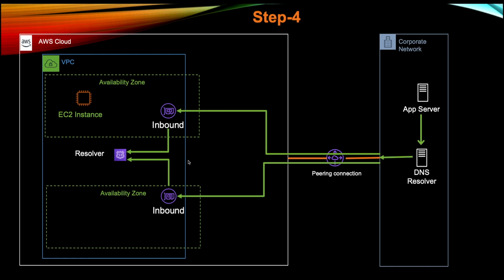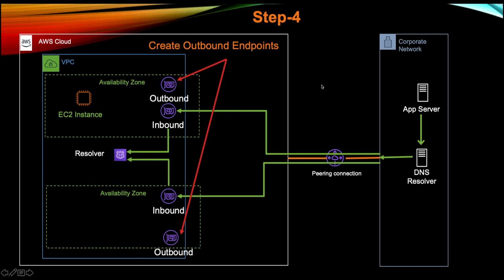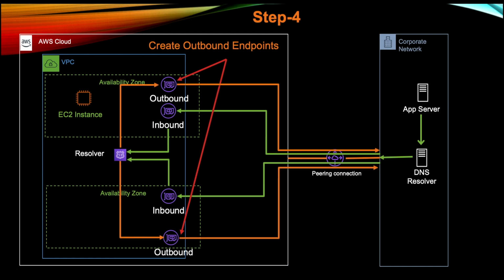So far you have seen how inbound endpoints work. Next we will create the outbound endpoint. After getting the outbound endpoints, we will create a rule in the Route 53 Resolver outbound endpoint saying that any DNS query related to my corporate network should be sent to the outbound endpoints, and once it reaches there, it will forward those queries to my corporate network and get them resolved from their DNS servers. So let's log into the console and see how you can create the outbound endpoints and how it works in action.